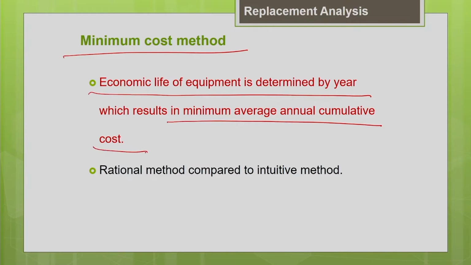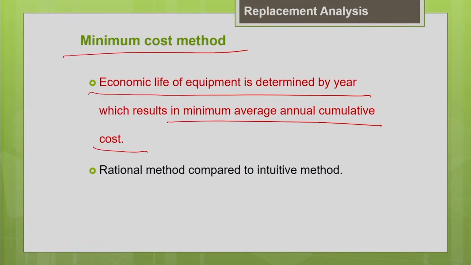Okay. So, here we are going to optimize the production with respect to minimum cost. So, we are choosing the year in which the total cost associated with the machine is minimum. So, that is the optimum replacement time of the machine. We know that already. So, let us see how to apply this minimum cost method and compare the defender and the challenger.